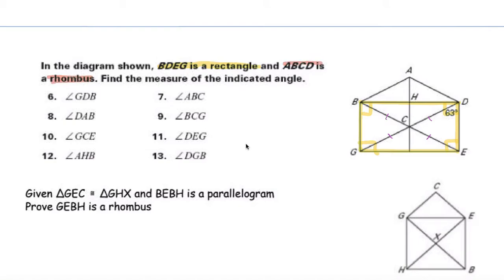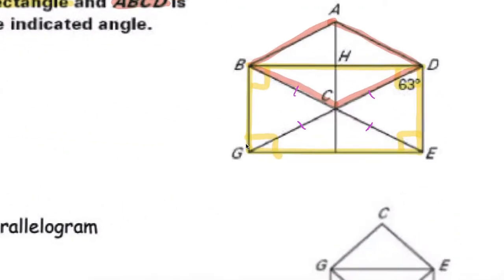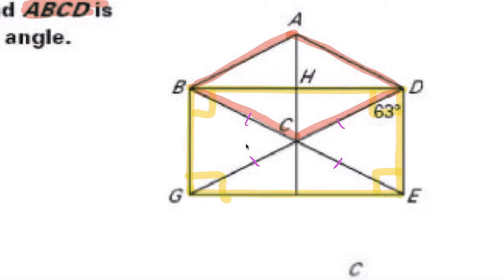It says that ABCD is a rhombus. So ABCD, and part of that figure is overlapping in that rectangle. So let me zoom in and let's start looking at what we have here. So in the rectangle, I have one angle given to me that's 63 degrees. And being a rectangle, I know that that corner angle adds to 90. So I'm able to find the angle next to it by subtracting from 90.